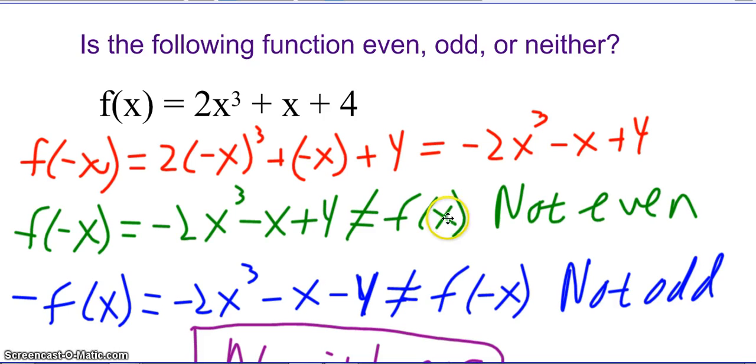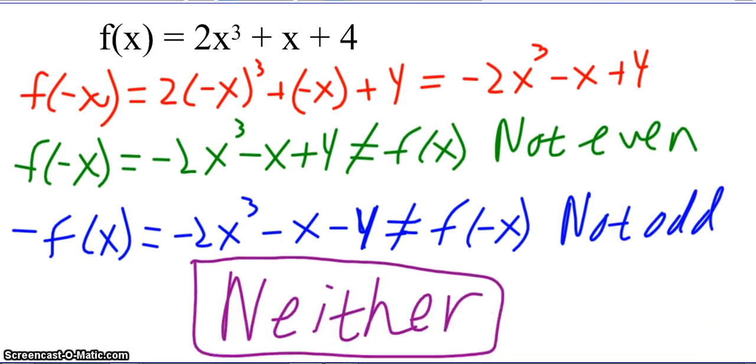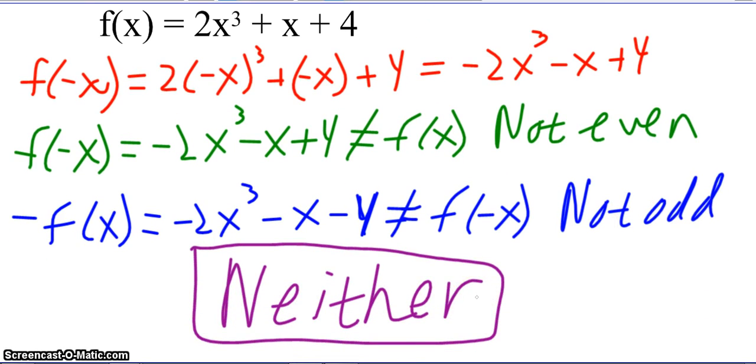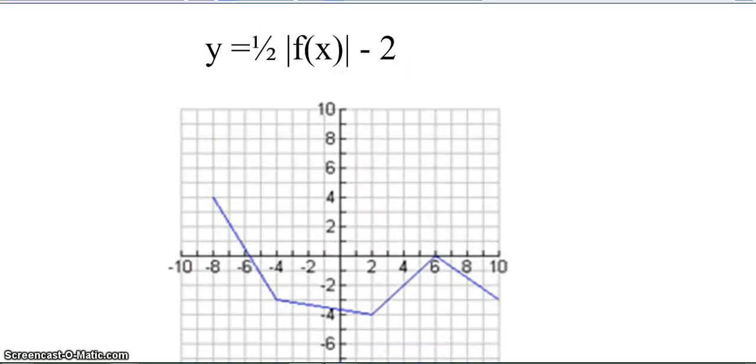That does not equal f of x, so it is not even. Now I want to check to see if it's odd, so I find negative f of x. Negative f of x is going to be negative 2x cubed minus x minus 4, which does not equal f of negative x, so it is not odd. Therefore, this is neither. Keep in mind, this is the amount of work that you will need to show on a test or a quiz to demonstrate to me that you actually understand how to find if something is even, odd, or neither.